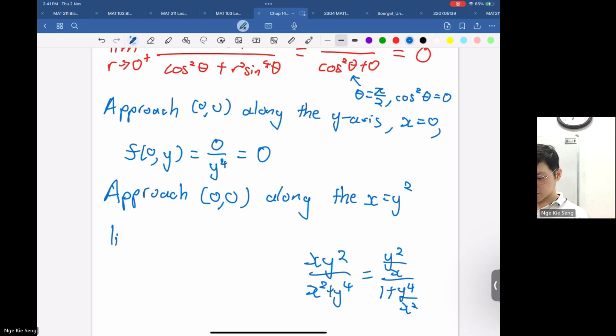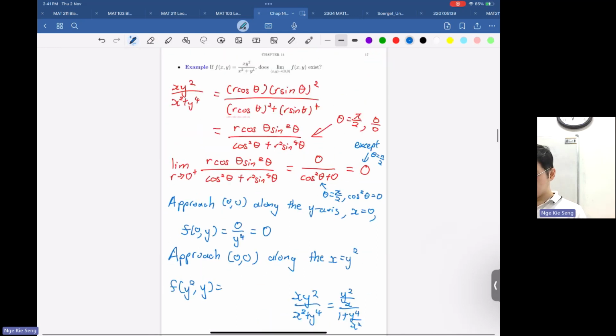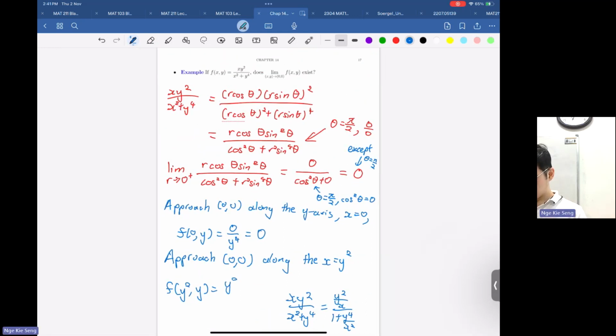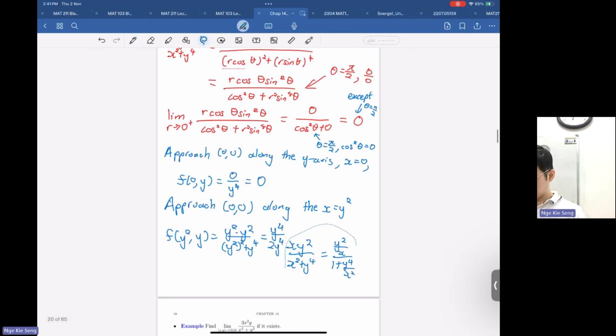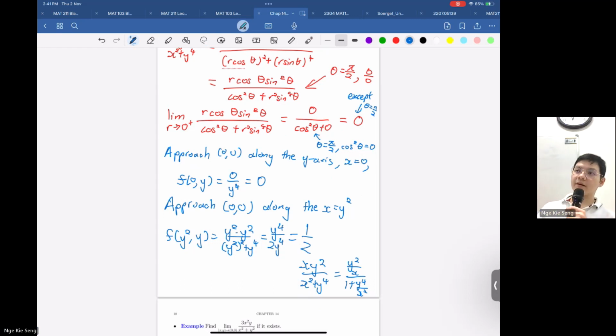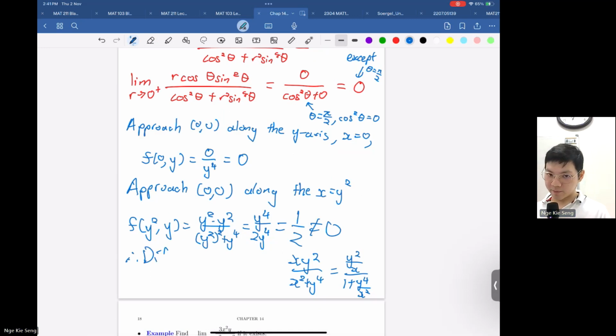What happened? So my curve becomes y squared times y squared over y squared squared plus y to the power 4. This is y to the power 4 over 2y to the power 4. And then from here, you get 1 over 2, which is not equal to 0. So we have different paths that lead to different limits.